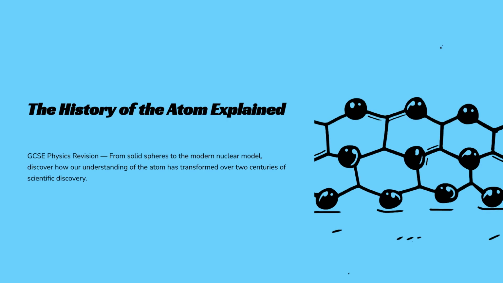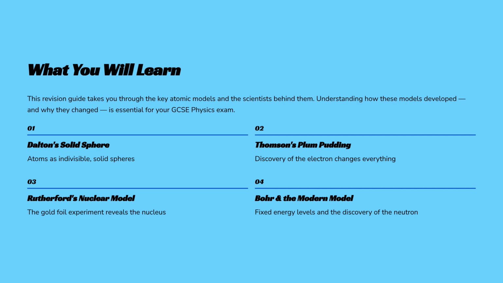We will explore how our scientific understanding of atomic structure has evolved over the last 2 centuries, moving from simple spheres to the complex nuclear models used today. In this video, we'll examine 4 key milestones: Dalton's solid sphere model, Thomson's plum pudding discovery, Rutherford's nuclear model, and the modern understanding of the atom, including Bohr's work and the discovery of the neutron.